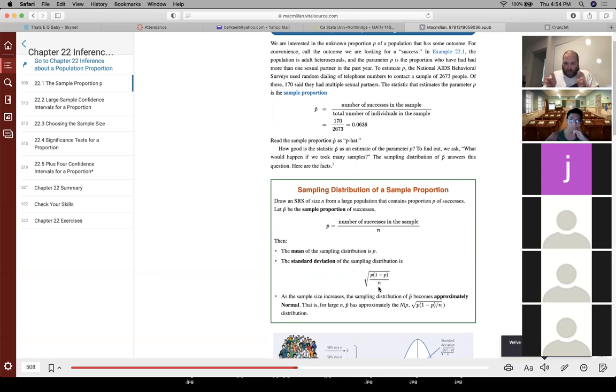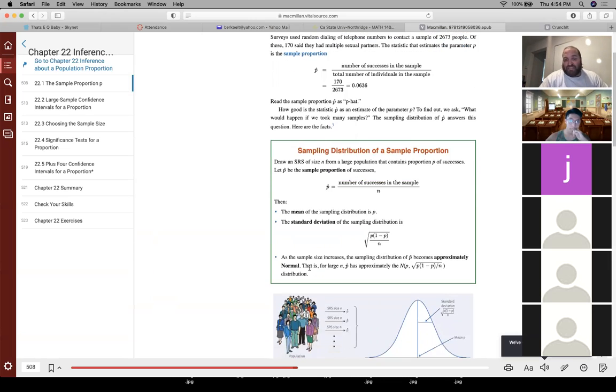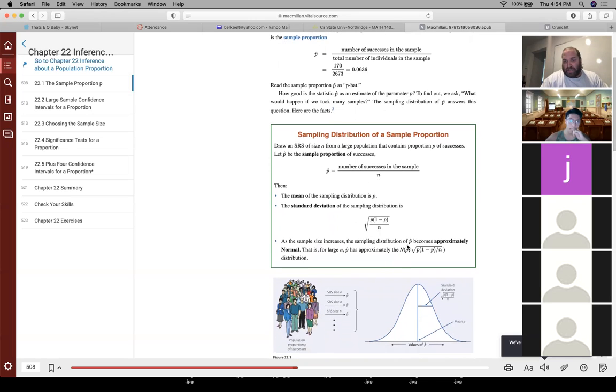It gets smaller. It's the law of large numbers, right? The law of large numbers says that you hone in on the true value, because the standard deviation gets smaller. So it gets tighter, which means you get a sharp peak at that value. And as the sample size increases, it becomes approximately normal. The mean is p, and the standard deviation is the square root of p times 1 minus p over n. Does that make sense?